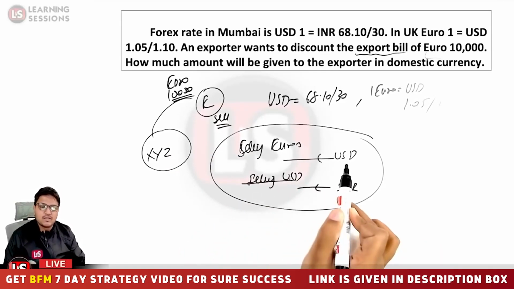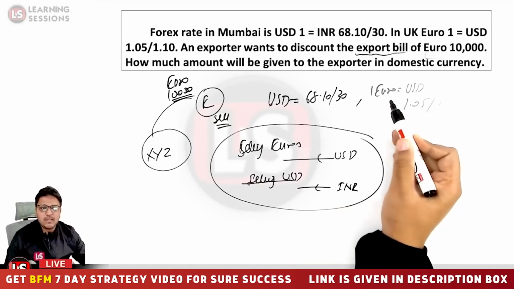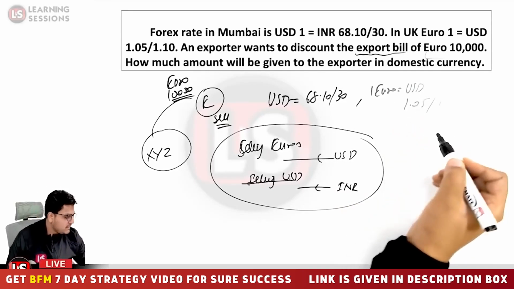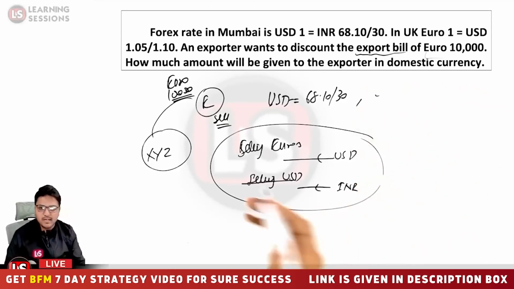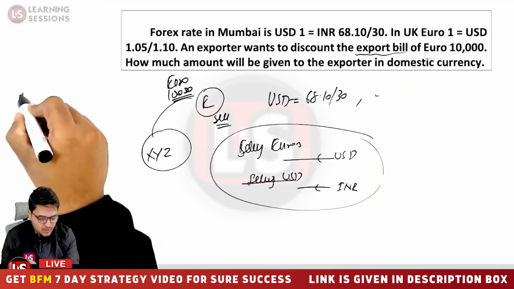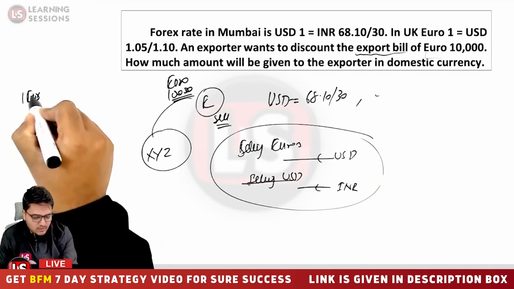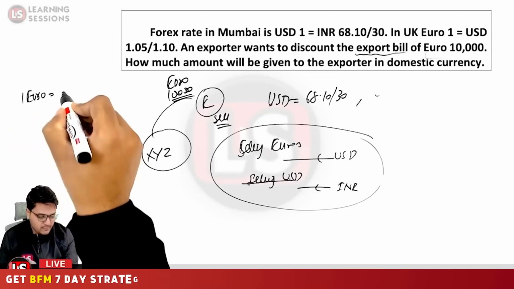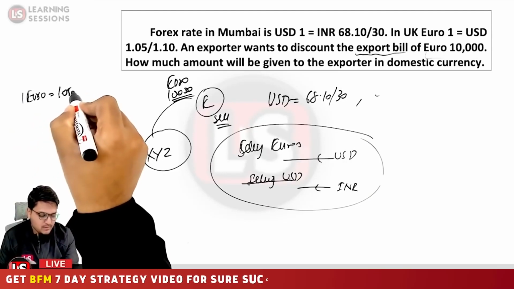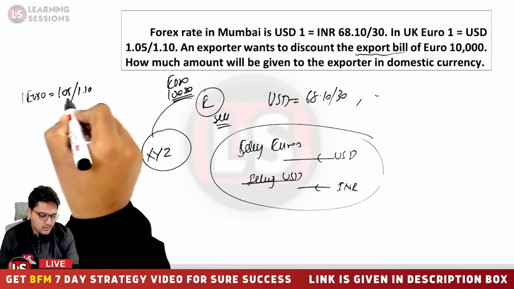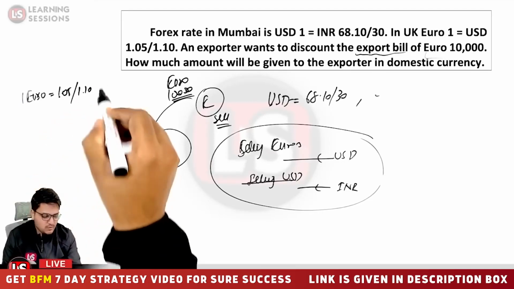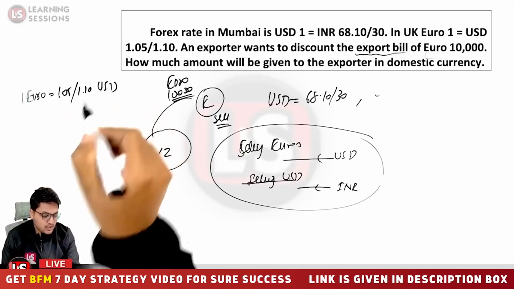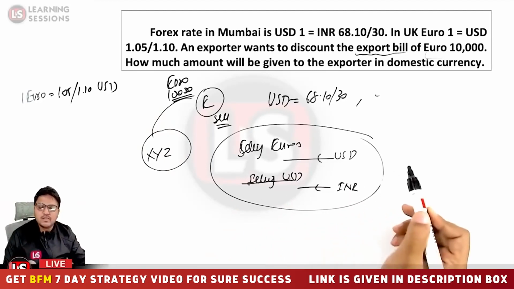Now what is the euro to USD rate given? It is given to be 1 euro is equal to 1.05/1.10. It's not visible over here, let me write it over here. So we can say it is given to be 1 euro is equal to 1.05/1.10 USD.